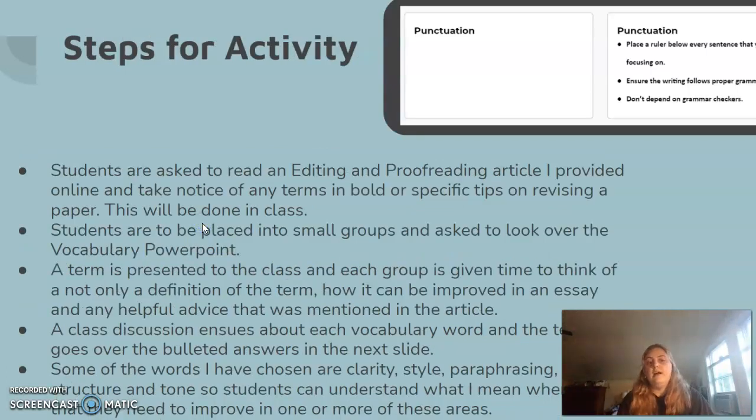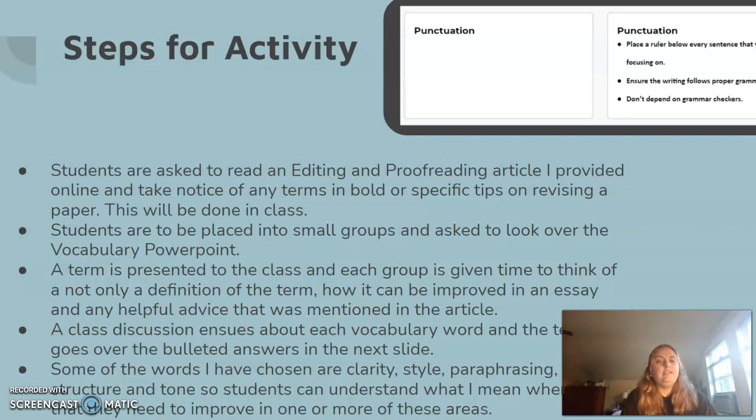For steps, students are asked to read an editing and proofreading article I will provide online and take notice of any terms in bold or specific tips on revising a paper. This will be done in class. The students will then be placed in small groups and asked to look over the vocab PowerPoint.